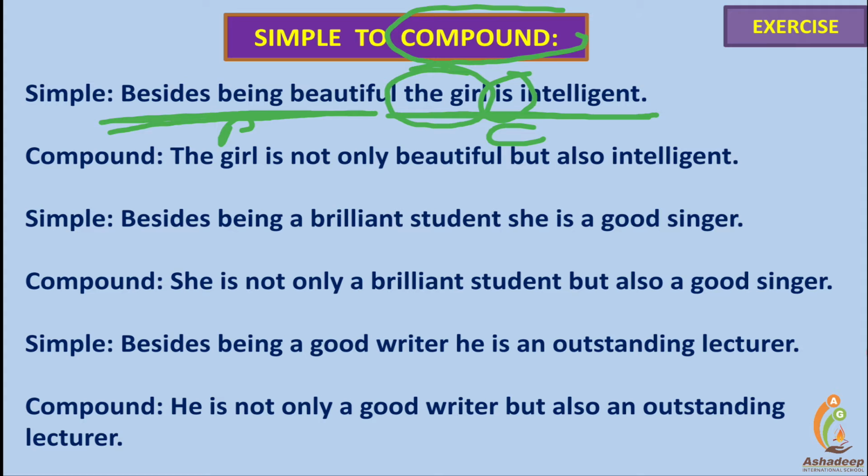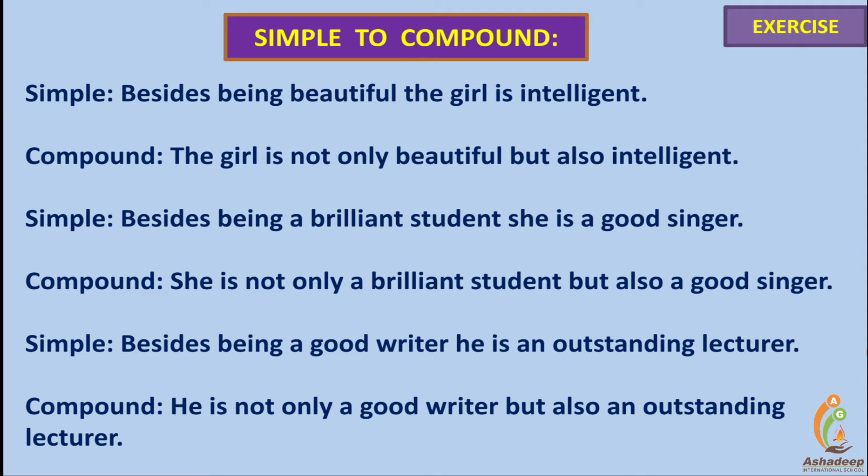Here, besides being beautiful means she is beautiful and she is intelligent also. And that's why here, not only but also is the conjunction used to connect these two parts. The girl is not only beautiful, but she is also intelligent. So, friends, this is the way simple sentences are converted into compound ones.